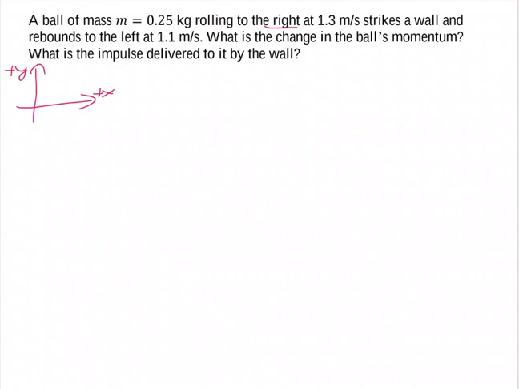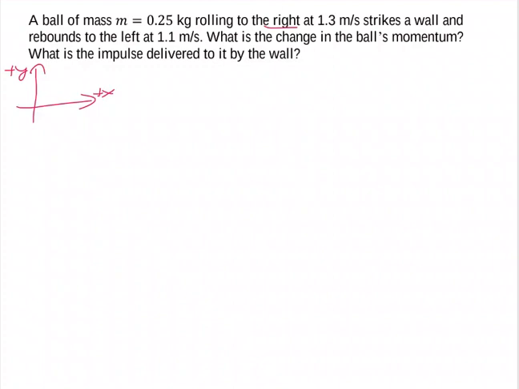So the change in the ball's momentum, we're looking for P final, right? P initial, P final, so we're looking for delta P in the end. And then what is the impulse delivered to it by the wall? We're looking for J there, right? Okay. So we need a before and an after.